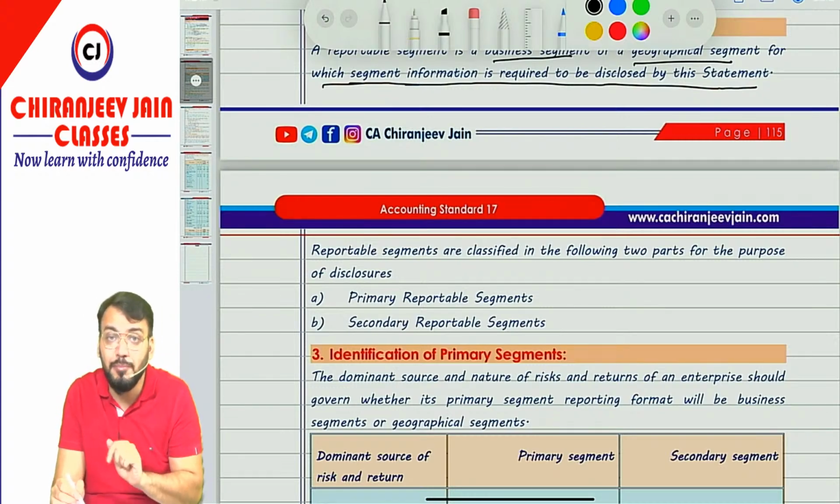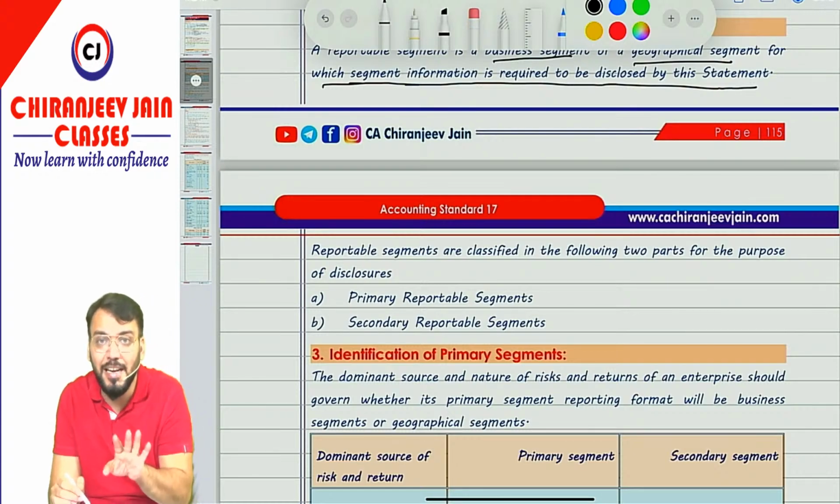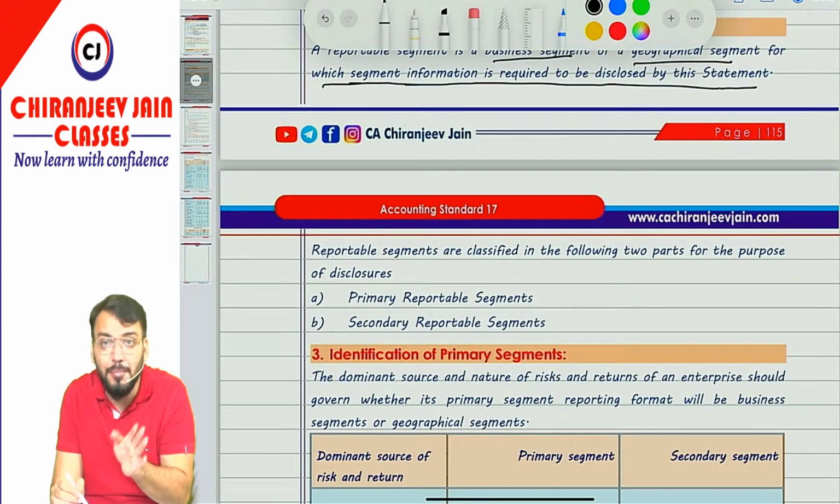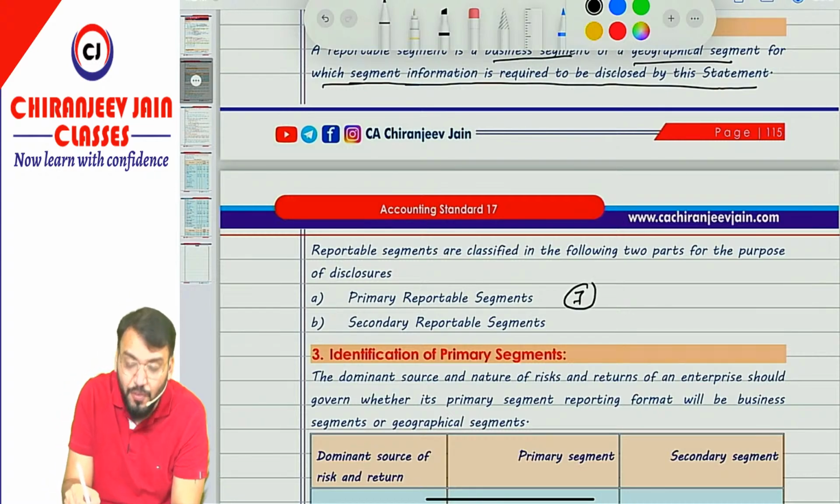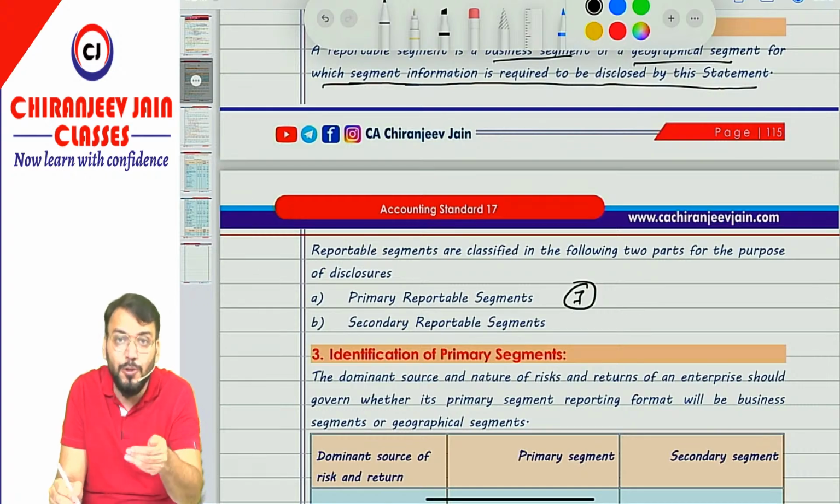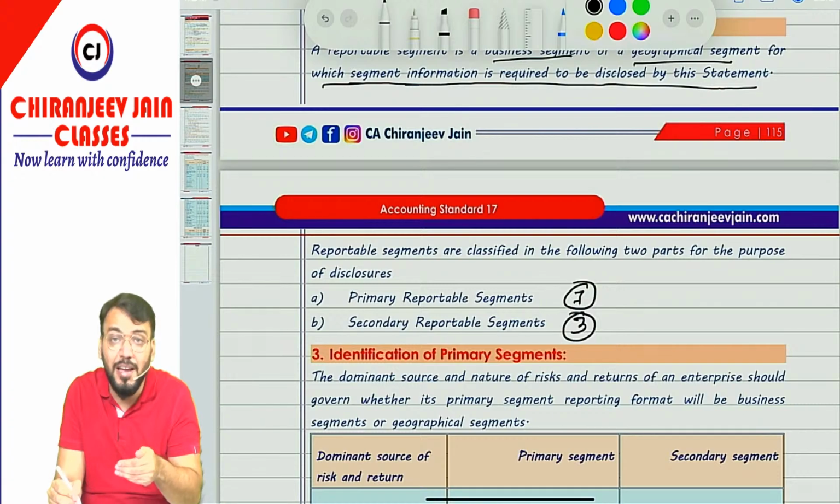Now, before identifying reportable segment, we need to identify which one is primary and which one is secondary segment. Means out of business and geographical, one will be primary, one will be secondary. Now, for primary reportable segment, we need to disclose 7 information, and for secondary reportable segment, we should disclose three information. So therefore, we need to identify which one is primary, which one is secondary.